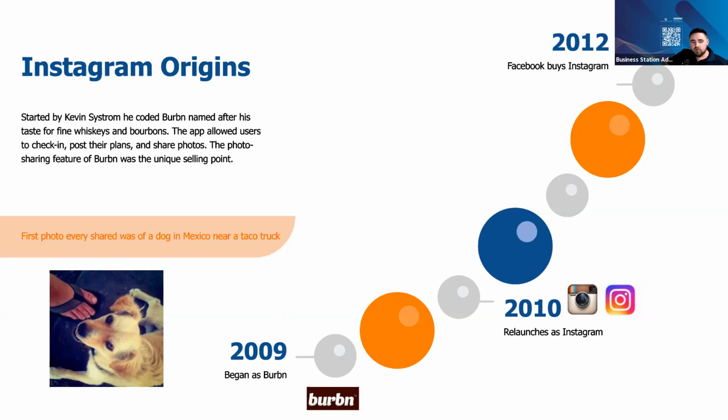In 2010, it relaunched as Instagram with the classic Instagram logo. And the very first photo ever shared, a little bit of trivia for you, was a dog in Mexico near a taco truck. That was shared by Kevin, one of the original creators. I'm not sure if the dog was his dog or just some random dog, but the very first photo ever happens to be a pet. So you gotta love animal shots.